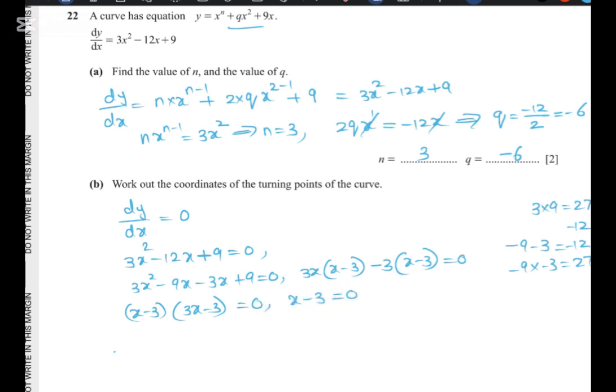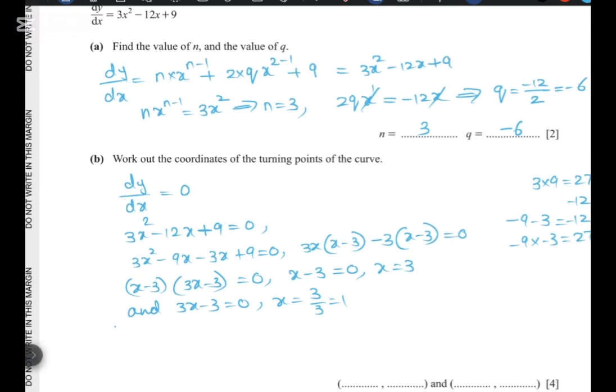If x minus 3 is 0, x is equal to 3, and if 3x minus 3 is equal to 0, x will be, 3 taken to the right side and divided, you get 1. So you got the values of x here, 3 and 1. If you want, you can write in the blanks here, 3, 1.